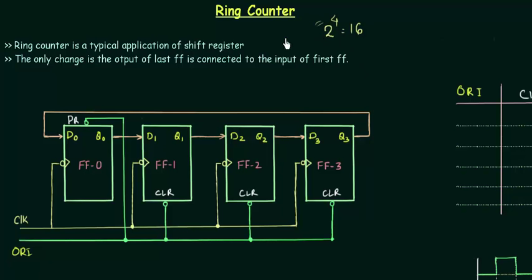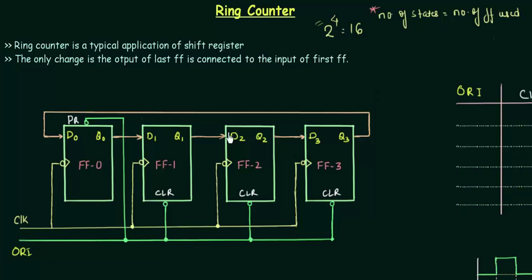But in case of ring counter, the number of states is equal to the number of flip-flops used. This is a very important point, and there are chances that you will make a mistake in multiple choice questions, so you have to keep this thing in your mind. The number of states is equal to the number of flip-flops used. So in this case we have 4 flip-flops and thus we have 4 states. So I think it is clear.